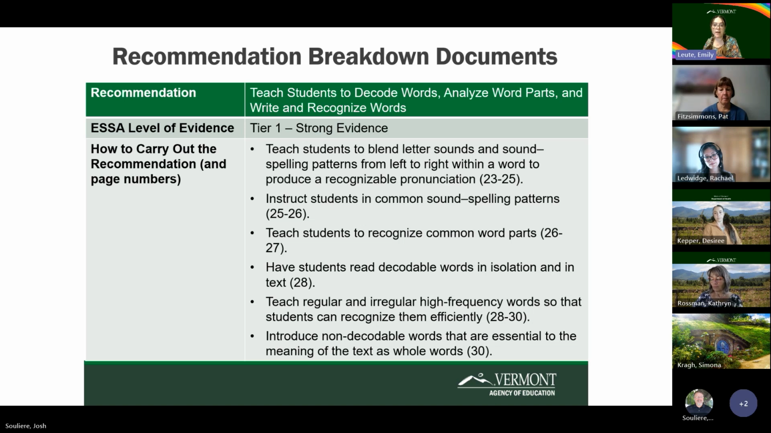So similarly to that other table, you'll see the recommendation, you'll see the level of evidence. This one has tier 1 or strong evidence. And then you'll see those suggestions from the practice guides of how to carry out the recommendation. And on these documents, each suggestion is followed by the page numbers of the practice guide where you can find even more information about the suggestion. And this includes classroom examples. And then finally, each recommendation breakdown document includes a crosswalk with Michigan's literacy essentials, which I will explain on the next slide.